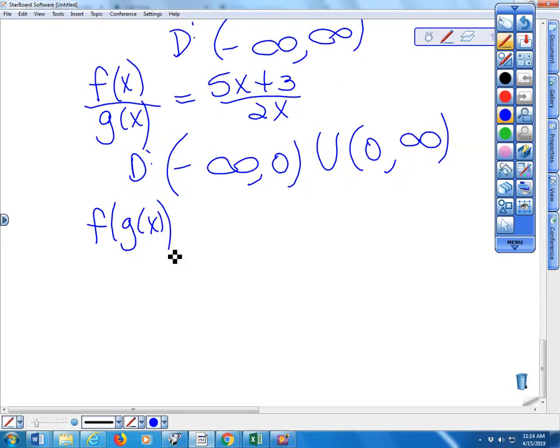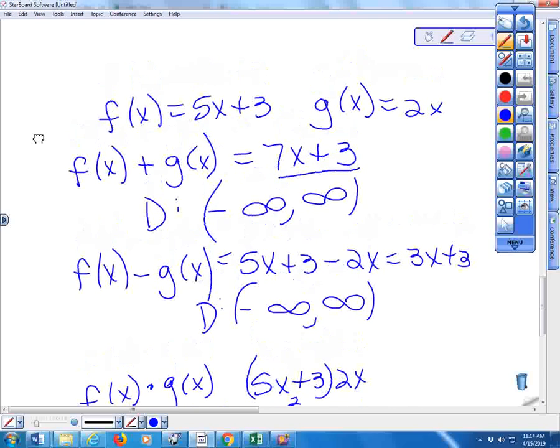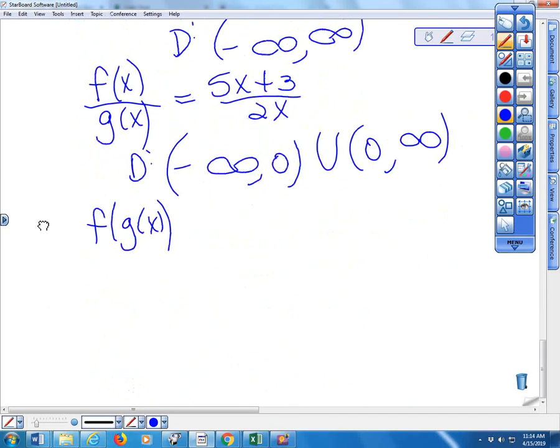Composite function, f of g of x. G of x is 2x. F of x is 5x plus 3. So to do f of g of x, I'm going to take g of x and put it in for x in f. So everywhere there's an x, I'm going to replace it with 2x. And then simplify. What kind of function is this? Line. What's the domain of any line? All real numbers, no restriction.